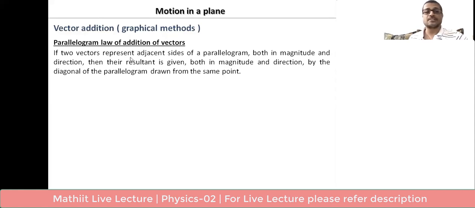If two vectors represent adjacent sides of a parallelogram, both in magnitude and direction, then the resultant is given both in magnitude and direction by the diagonal of the parallelogram drawn from the same point. Is there any phrase that is missing in this definition, which was there in the earlier two definitions? In which order it must be taken? There is no mention of order here. Did you notice that? So when you are adding two vectors using parallelogram law, you should not join tail to head. You should join tail to tail only.